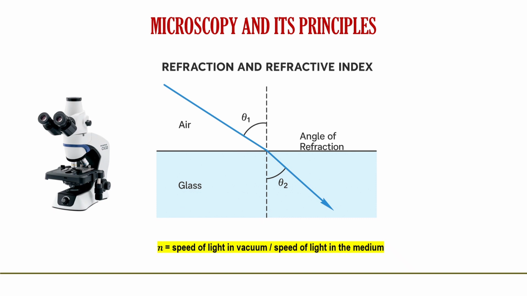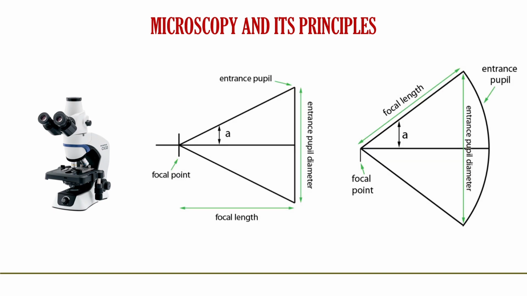In microscopy, a higher refractive index improves the amount of light entering the lens, which enhances image clarity and resolution. This is why oil immersion lenses give better results. Focal point. The point at which all refracted light rays meet after passing through the lens is called the focal point, or f-point. This is the place where the image becomes sharply focused.